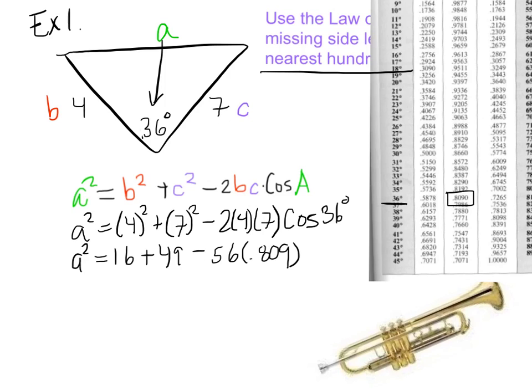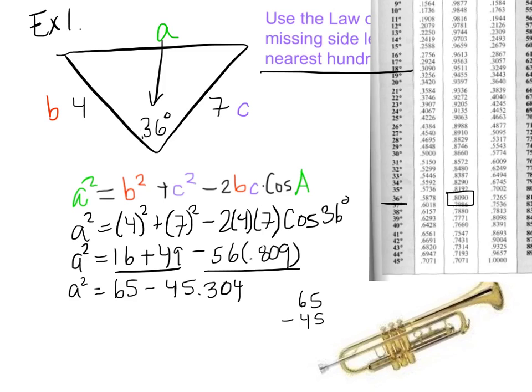Now notice that's 0.8090, and I didn't include that. Okay, I can continue with my math here. I happen to know that 16 plus 49 is 65, and 56 times 0.809 is 45.304. Now when you take 65 and you subtract 45.304, you're going to have to put in some zeros there.